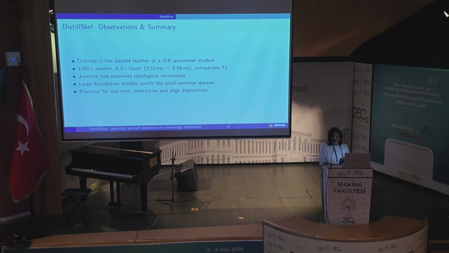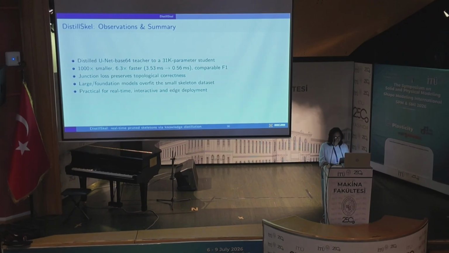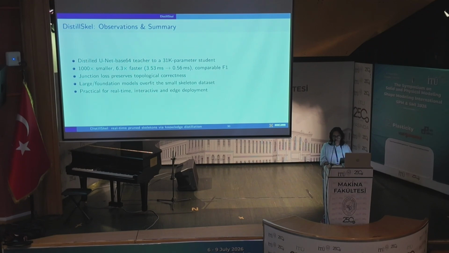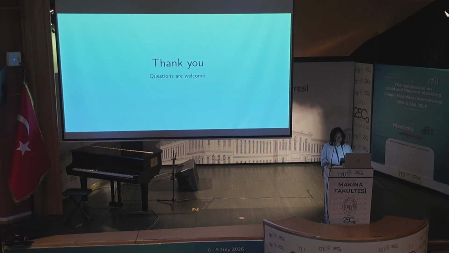In summary, we created a distilled base 2 student model from a base 64 model. The student model is now only 31K parameters, and this is 1,000 times smaller than the teacher, while being 6 times faster with comparable F1 score. The junction preservation loss ensures topological correctness. We could observe that large and foundation models overfit on small data sets like ours, and we have created a practical and real-time skeletonization strategy for interactive and edge deployment. Thank you.